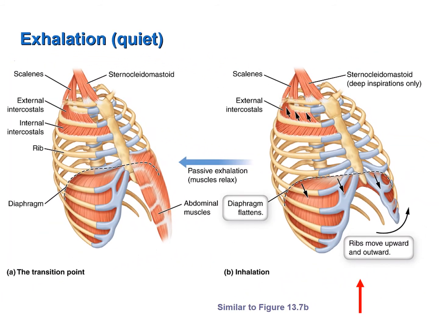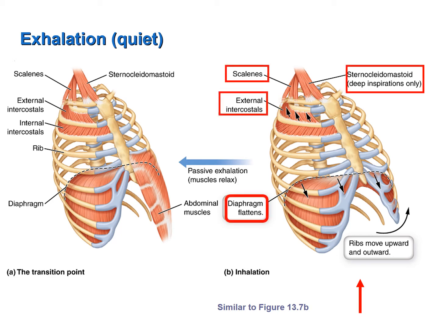At the end of inhalation, all of those inspiratory muscles relax, and the elastic tissue of the lungs causes them to recoil and bring the thorax back to its original dimensions at the transition point. The abdominal contents also recoil and push the diaphragm upward. This decreases the size of the thoracic cavity and increases the intrapulmonary pressure in the thoracic cavity.